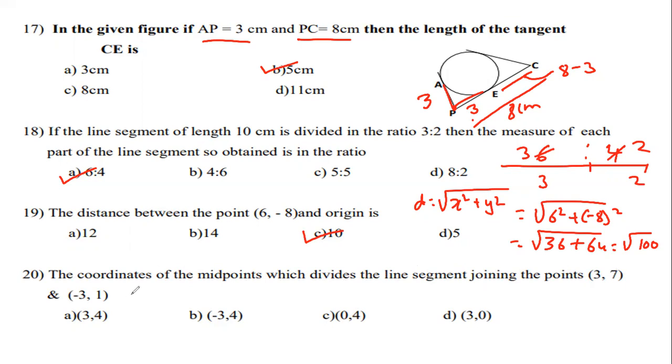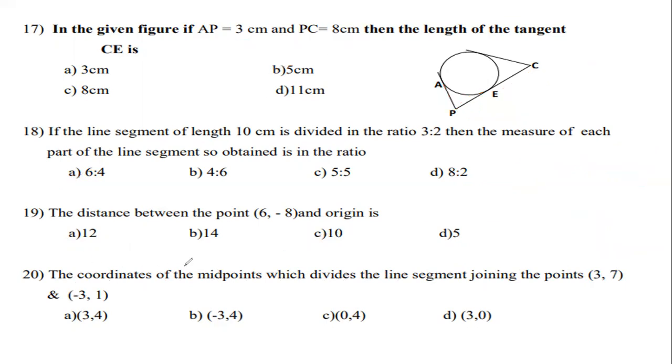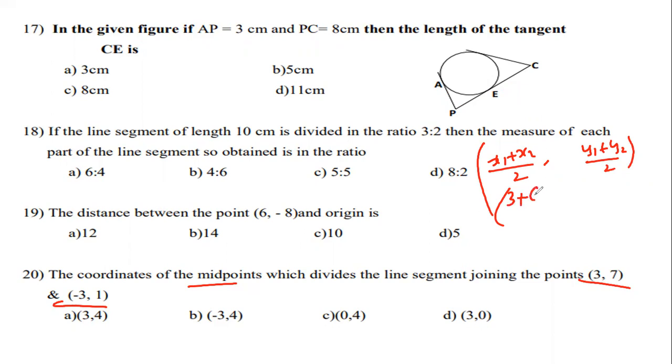Next, the coordinate of the midpoint which divides the line segment joining the points 3, 7 and minus 3, 1. So here I'm going to explain the 20th question. 3, 7 and minus 3, 1. The midpoint formula is x1 plus x2 divided by 2, y1 plus y2 divided by 2. Substitute the values. x1 is 3 plus x2 is minus 3 divided by 2, comma, y1 is 7 plus 1 divided by 2. 3 minus 3 gets cancelled, 0. So no need to find out this one. If you get time, do it. 7 plus 1 is 8. 8 by 2 is 4. 0, 4. Which option is right?